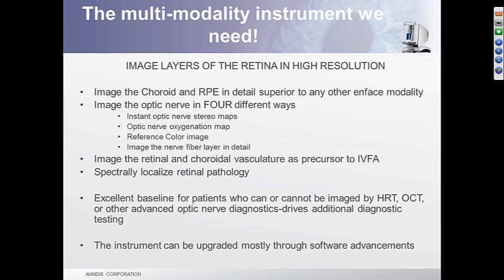So I'm not going to spend too much time on all of this, other than to provide a quick overview for those who are on the call who may have not seen the technology at all. Again, we can image all the layers of the retina in high resolution, the choroid, the RPE. There are a variety of ways to look at the optic nerve, and I'll go over some of those tonight, as well as image the choroid and RPE.